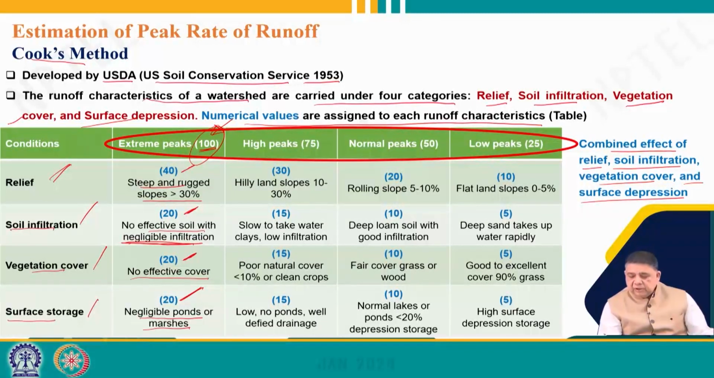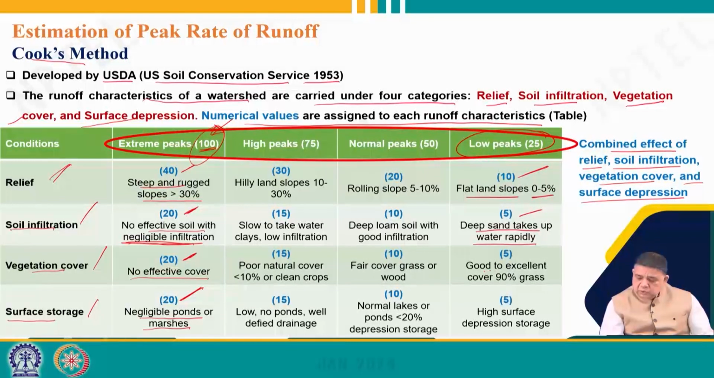On the other extreme, we have low peaks where the sum value is only 25. Under relief, it is flat land, slopes lying between 0 to 5%. So, we give a score of 10, that is 25% of what we gave under extreme peaks. Soil infiltration, deep sand takes up water rapidly, that means infiltration rate is very high. So, of course, 1/4 here again, 5.